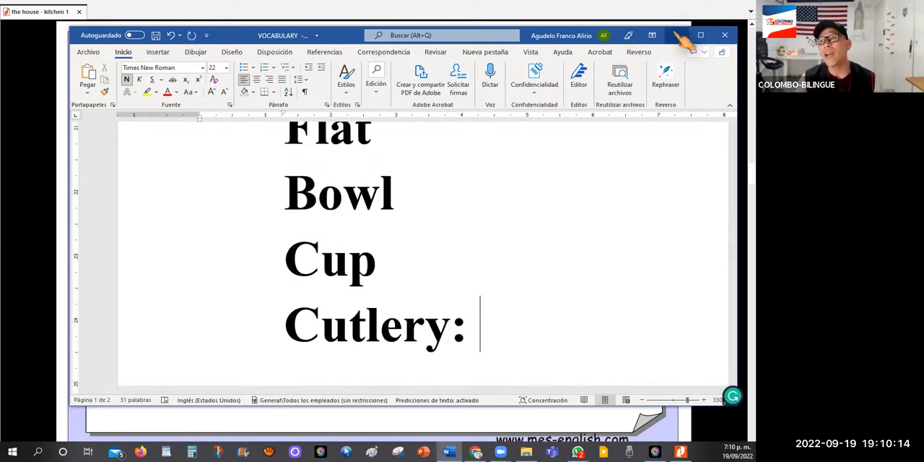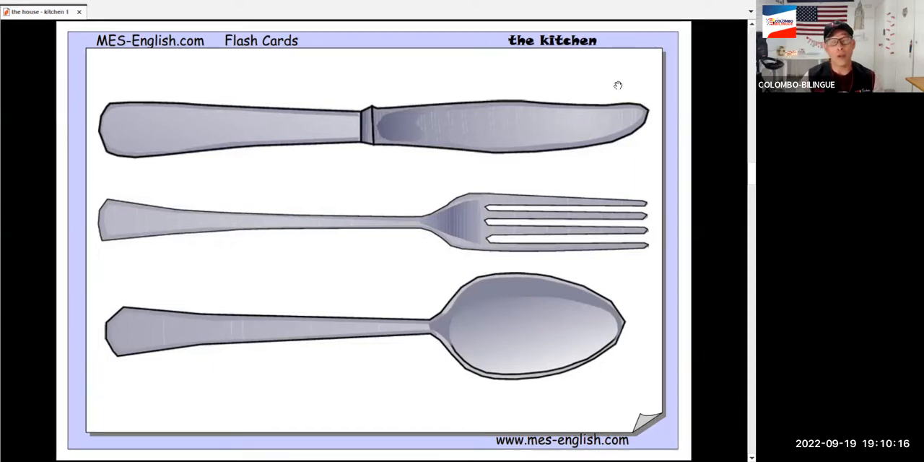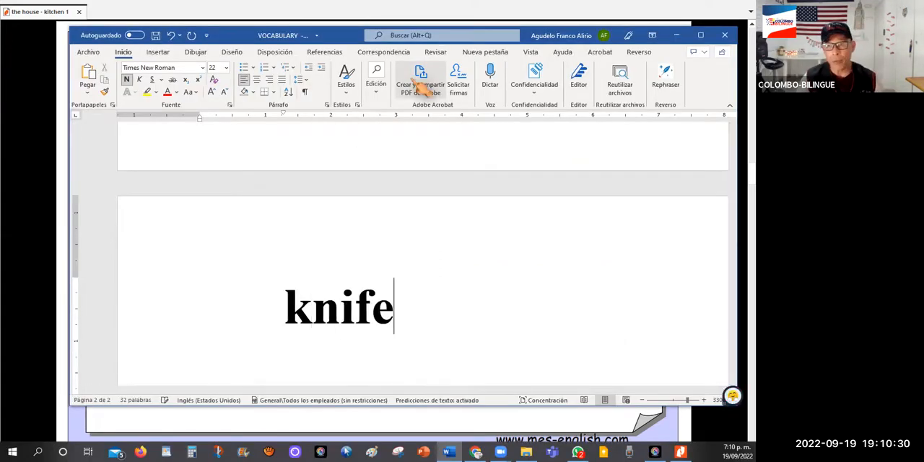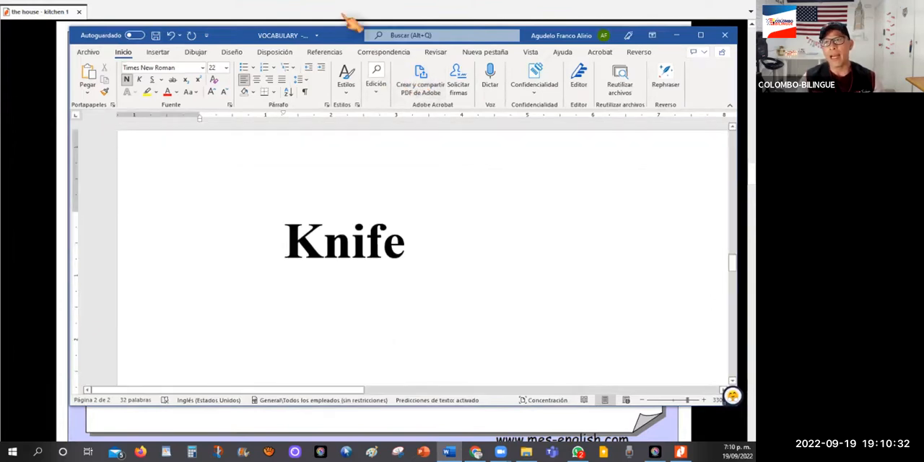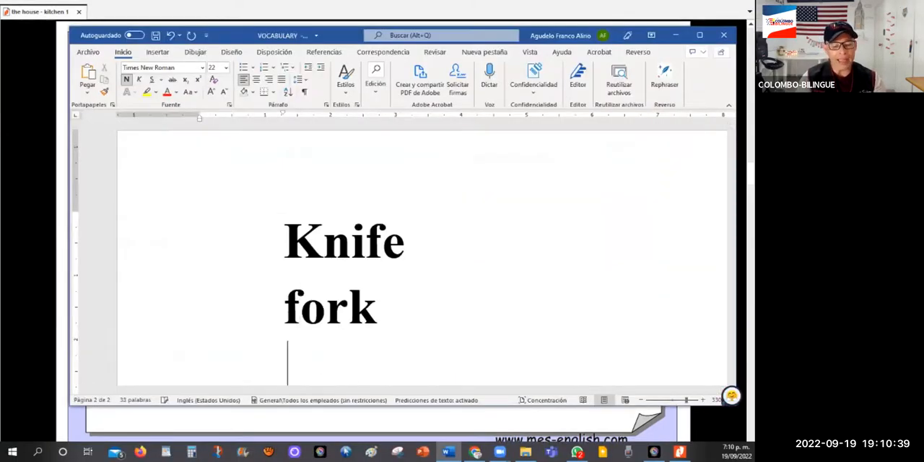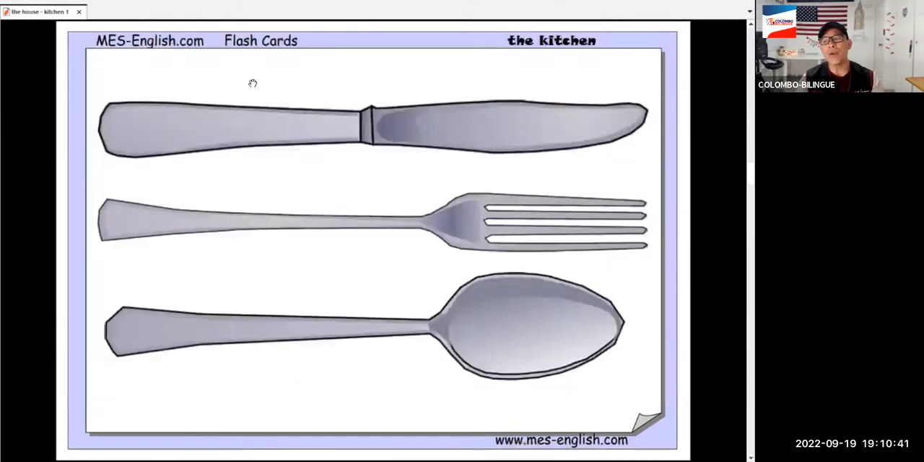the ones that you can see on the screen. Cuando digo esa palabra, es todos los que ves ahí. Cutlery. And this is obviously number one, a knife, is the very first one we've got there. Primero que tenemos allí, knife, un cuchillo. Okay, a second is a fork, un tenedor, fork. And the last one, guys, you can see there is a spoon.